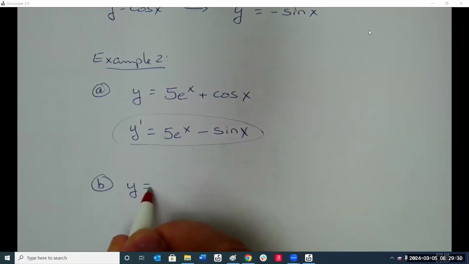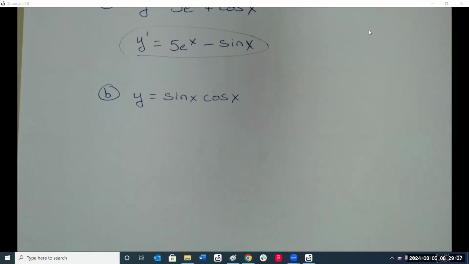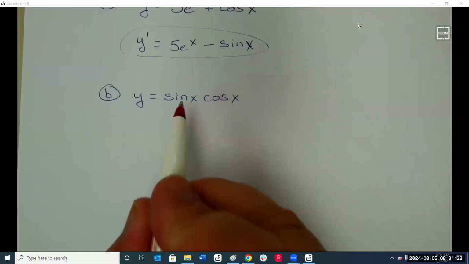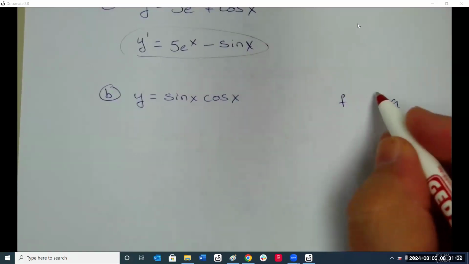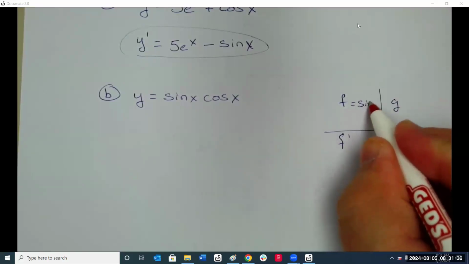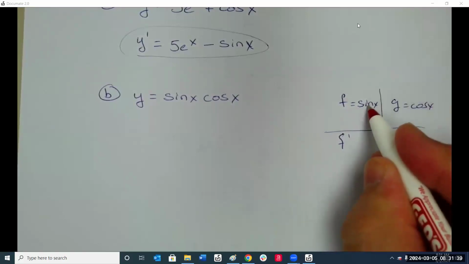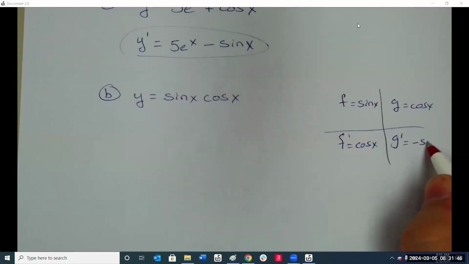B, y equals sine x times cosine x. This is the product rule because we have f times g. So we have f times g, f prime, g prime. The derivative of sine x is cosine x. Derivative of cosine is negative sine.